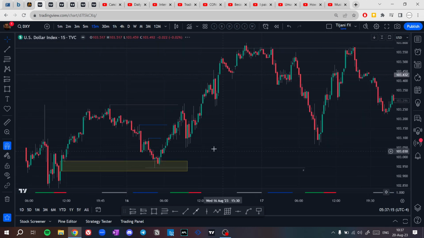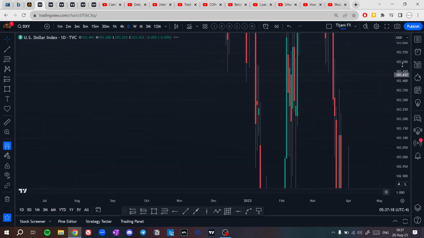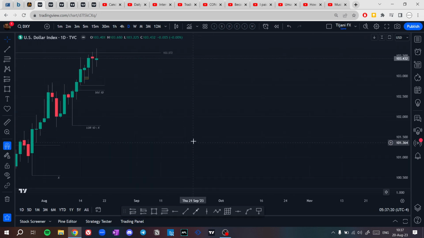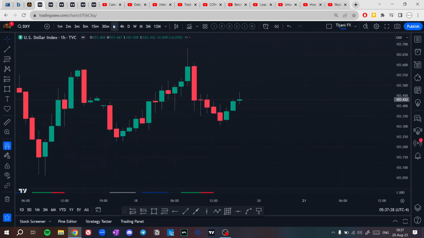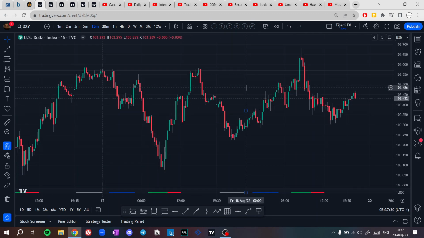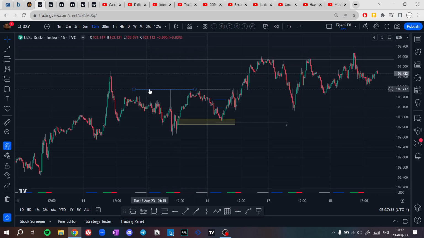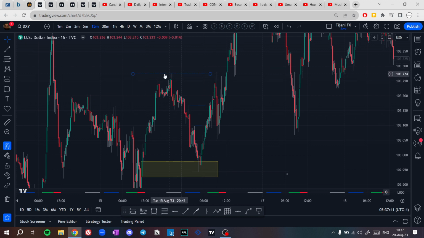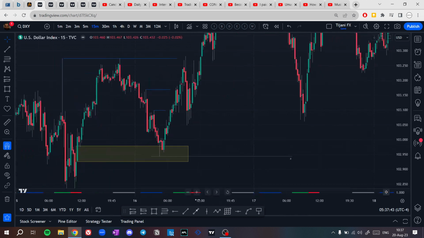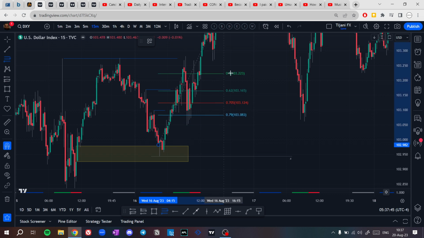Then based on the daily time frame, as I told you, once price takes this candle's high right here, it is a confirmation that price is no longer going to fill this BC. And we see that on the 15-minute time frame. We see that price took this candle's high right here. You see price took this high here.